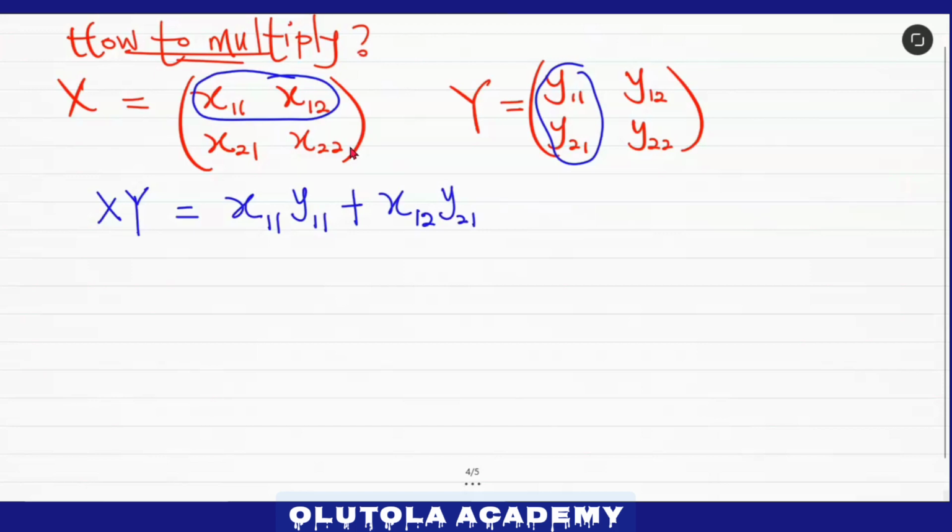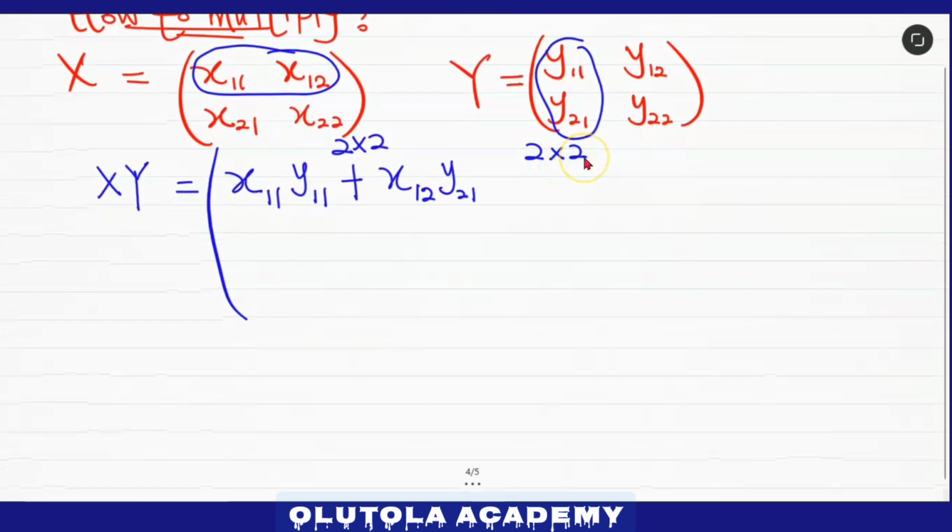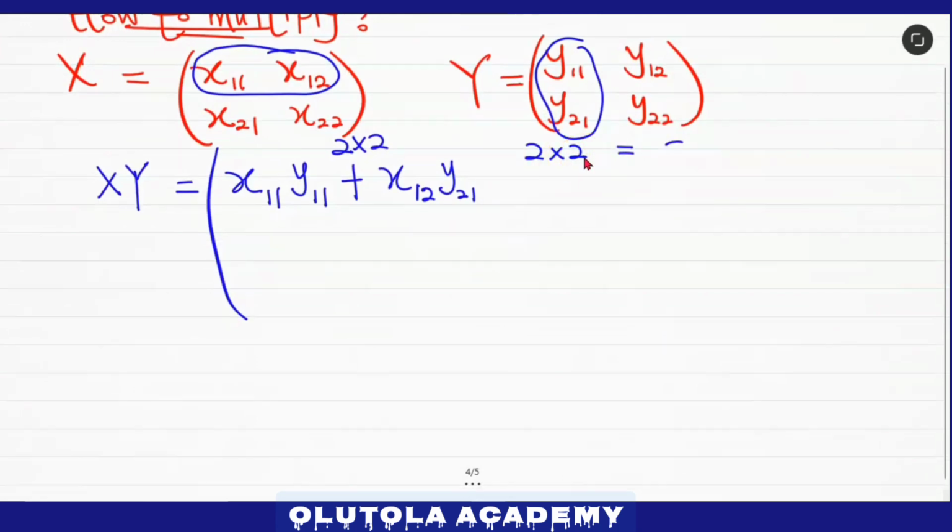So when you multiply this row with this column, that will give us one of the elements, because this is a 2 by 2 matrix. This is also a 2 by 2 matrix, so they are conformable because this 2 here is the same as this. So when we multiply them together, we are going to have a 2 by 2 matrix as the result of the multiplication.